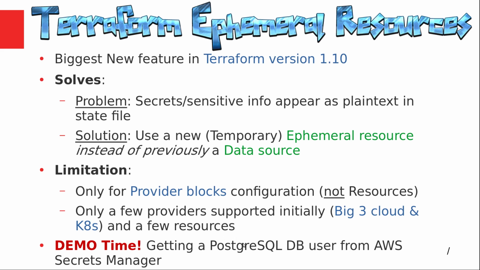Now let's do a demo. What we're going to do is we're going to get from Secrets Manager PostgreSQL database credentials. This is a very common use case for Secrets Manager, and now you can use ephemeral resources to do this properly. So let's head over to the terminal to do a demo.